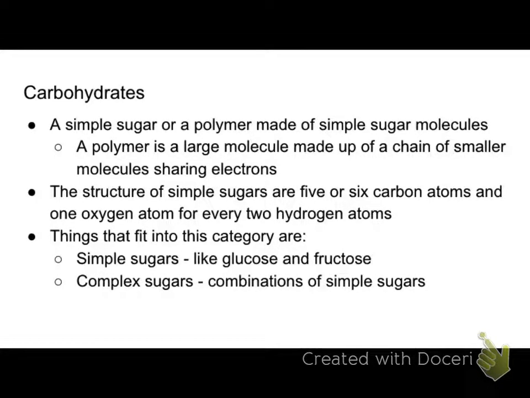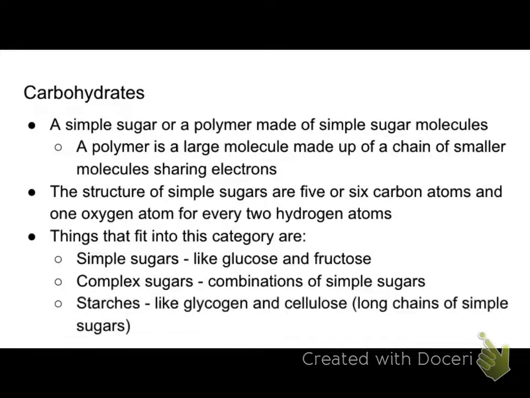Complex sugars also fit into this category. So combinations of simple sugars, like sucrose, which is a combination of 2 simpler sugars. And then the last one that fits in here is starches. So if you've ever eaten a starchy food, then you have eaten a carbohydrate. Okay? Glycogen is the starch that your body builds up in your muscles. And cellulose is the starch found in most plants that helps give them their structure.